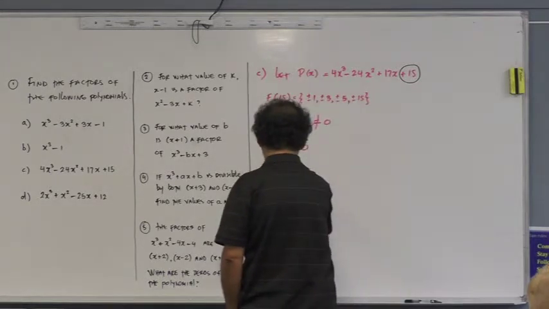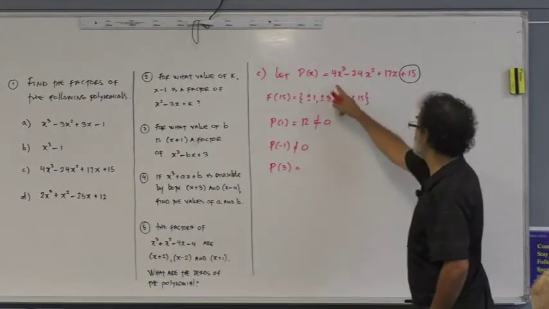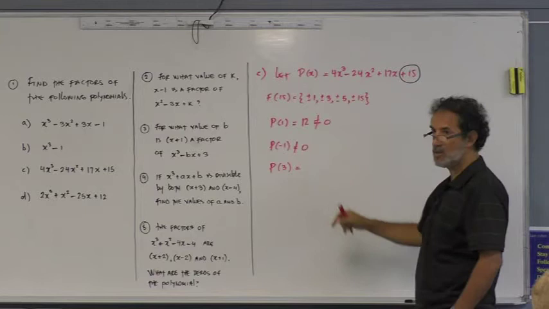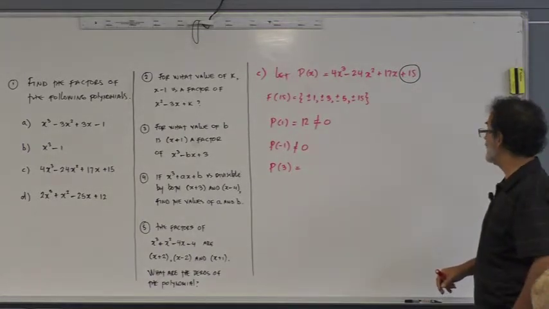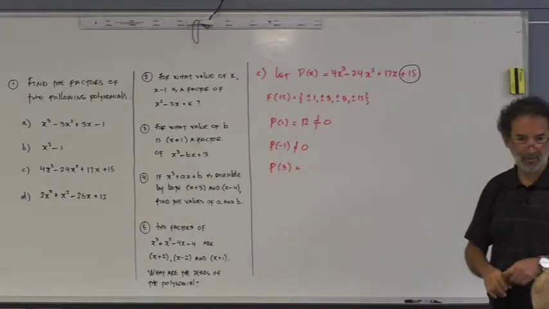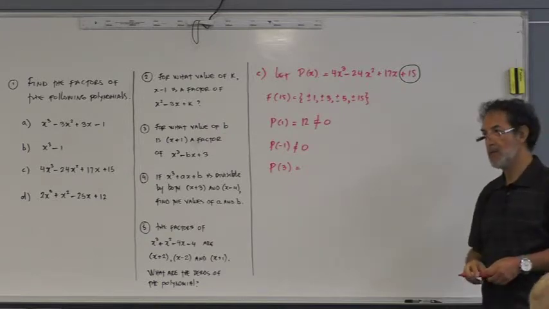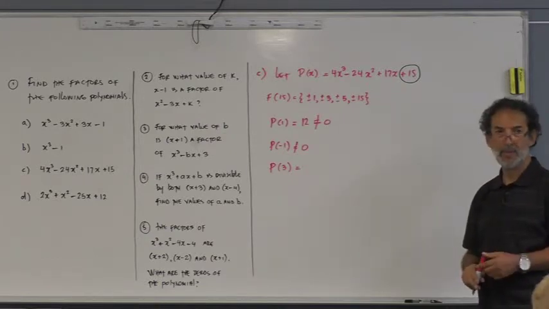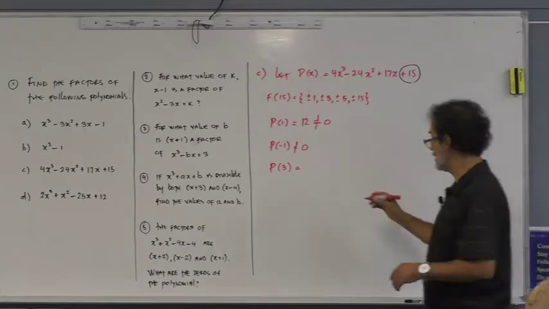Let's check P of 3. Now please make sure that you put the numbers correctly, because we don't want to waste time. Plug the number properly into the expression, and then make sure that you do that properly in your calculator. Negative 42, so that's it. It doesn't work.